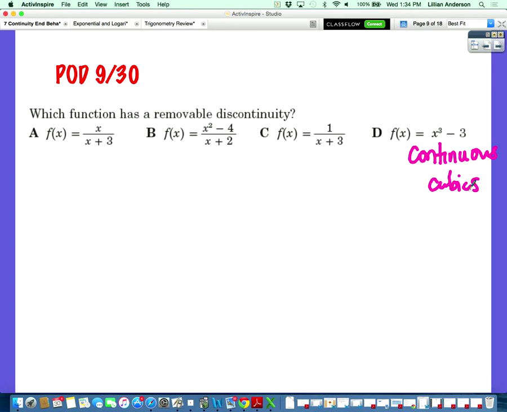So A, B, and C are all a part of which family? Who's their parent? The reciprocal function. With reciprocals, you always need to check to see if there's discontinuity. If you watched the video, I talked about how to figure out if you have a removable discontinuity. You'll know that you have a removable discontinuity if something cancels out with the top and the bottom.